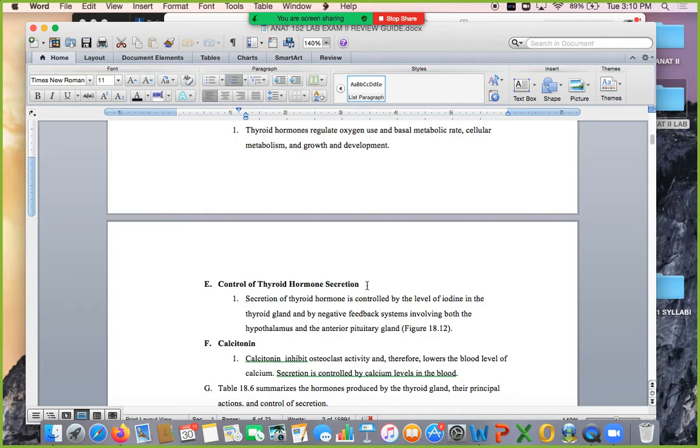All right, so thyroid hormones are involved in metabolism, growth and development, and calcitonin is going to be involved in blood calcium levels, which indirectly is involved in your propensity for something like osteoporosis.